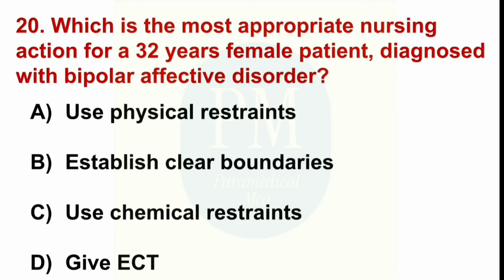Which is the most appropriate nursing action for a 32-year-old female patient diagnosed with bipolar affective disorder? Option A. Use physical restraints. Option B. Establish clear boundaries. Option C. Use chemical restraints. Option D. Give ECT. The correct option is option B. Establish clear boundaries.